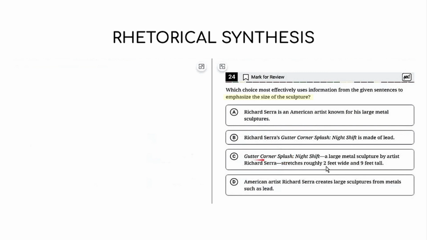Next one. Gutter Corner Splash Night Shift, a large metal sculpture by artist Richard Serra, stretches roughly 2 feet wide and 9 feet tall. So there we go. This actually talks about how big it is, about its size. So C is going to be our answer. Let's just check answer choice D as well. American artist Richard Serra creates large sculptures from metals such as lead. That's cool, but it doesn't talk about its size, so this one is also going to be wrong.